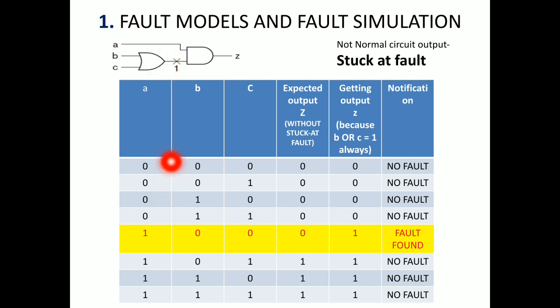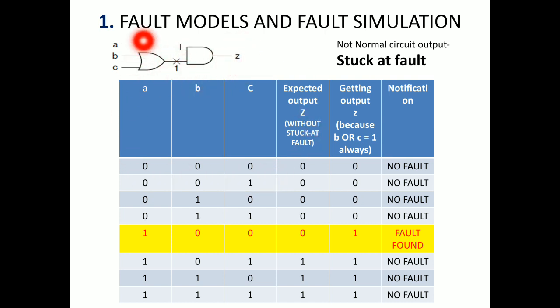See, A is there, B is there, C is there. We have the expected output without the stuck-at fault, and the output we are getting with the stuck-at fault, and the recording of the output. You can see whenever the A input is 0, whatever the values of B or C, we'll be getting 0. Because when any one input of the AND gate is 0, the other input value will not be considered, and the output will directly be 0.